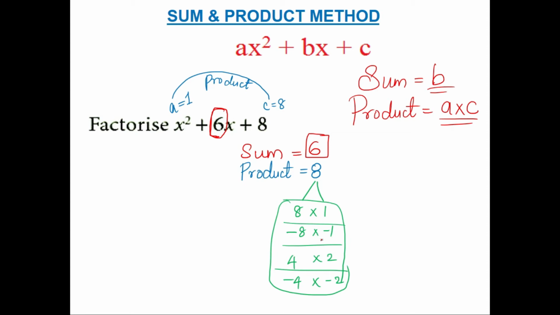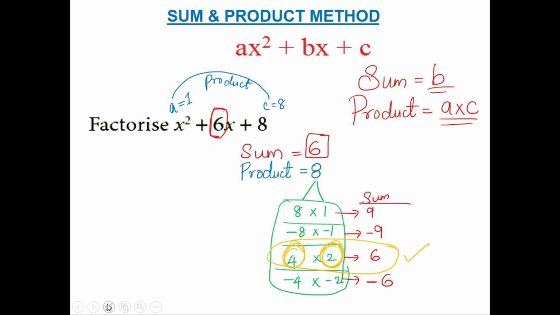So from this it's very obvious that here the sum is going to be 9. Here it's going to be minus 9. Here it's going to be 6. And here it's going to be negative 6. So we have to identify the exact two numbers which give you the product 8 and the sum 6. So my numbers are 4 and 2.